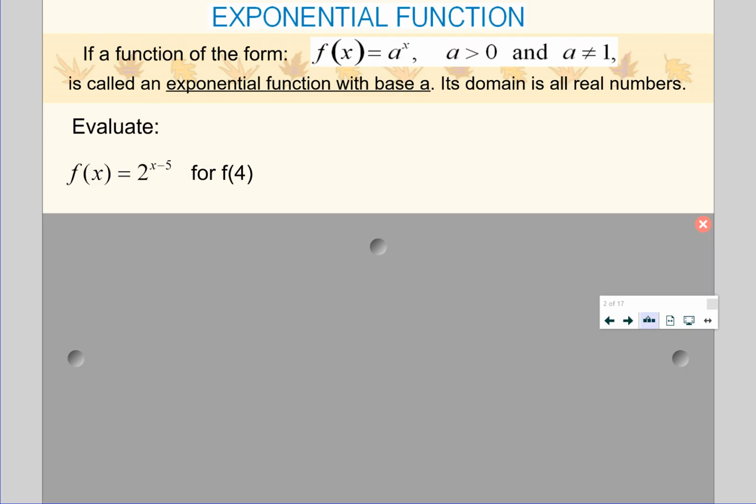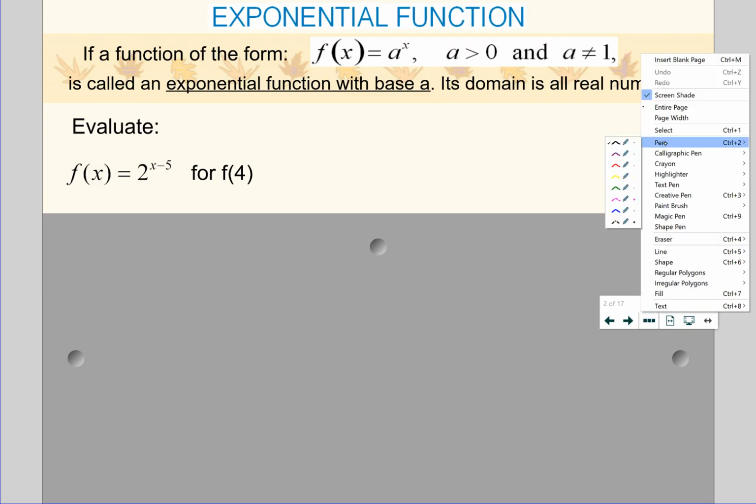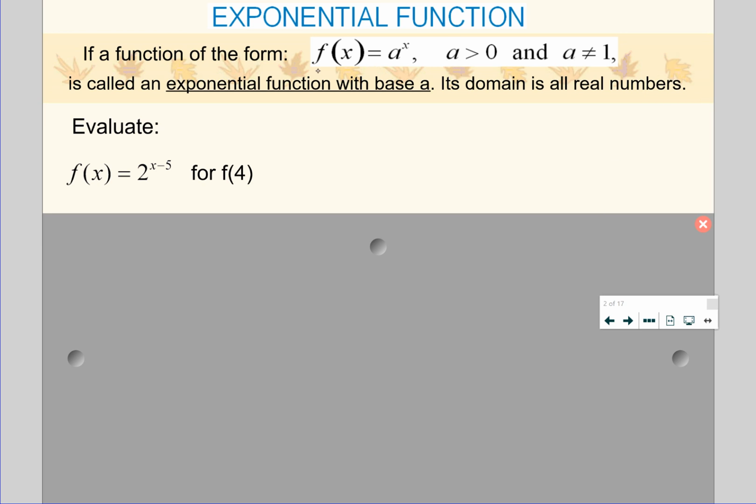So the definition of our basic exponential function is f of x, or y, equals a to the x power. We have a couple conditions on a. A we call our base. It must be a positive number and it can't equal 1 to fit into our exponential function definition. It has a domain of all real numbers, meaning you can plug any number in for that power of x.